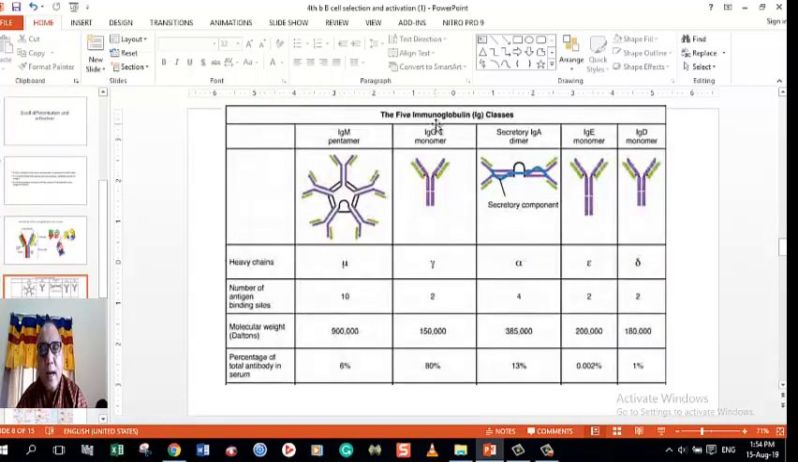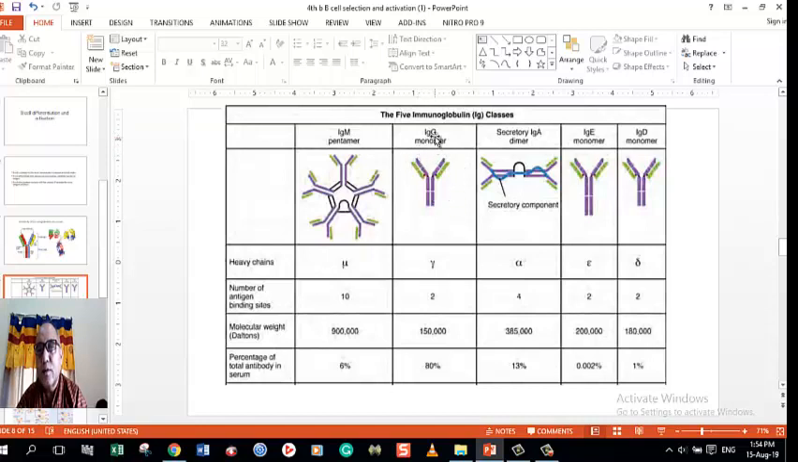Now there are basically 5 types of immunoglobulin or antibody produced in our body, and these antibodies are produced for different purposes. If you look at how many antibodies are present here, 1, 2, 3, 4, 5 antibodies are arranged in a ring, which is called a pentamer, and the name is immunoglobulin M.